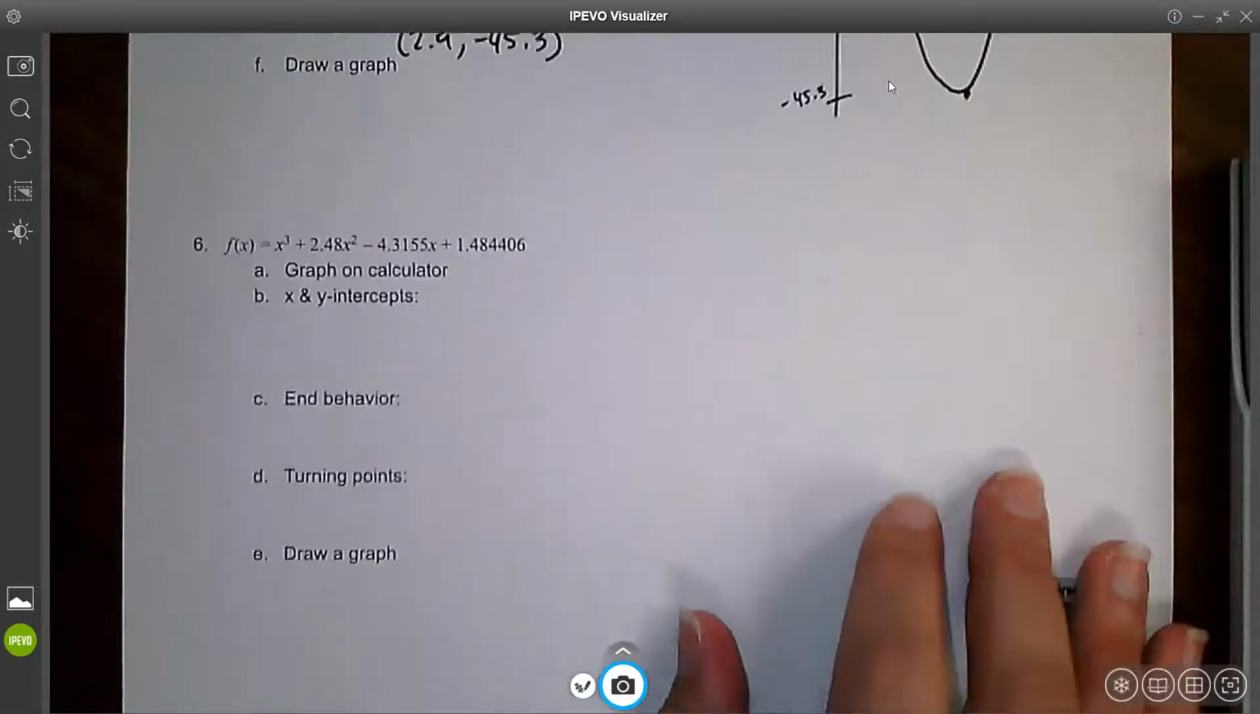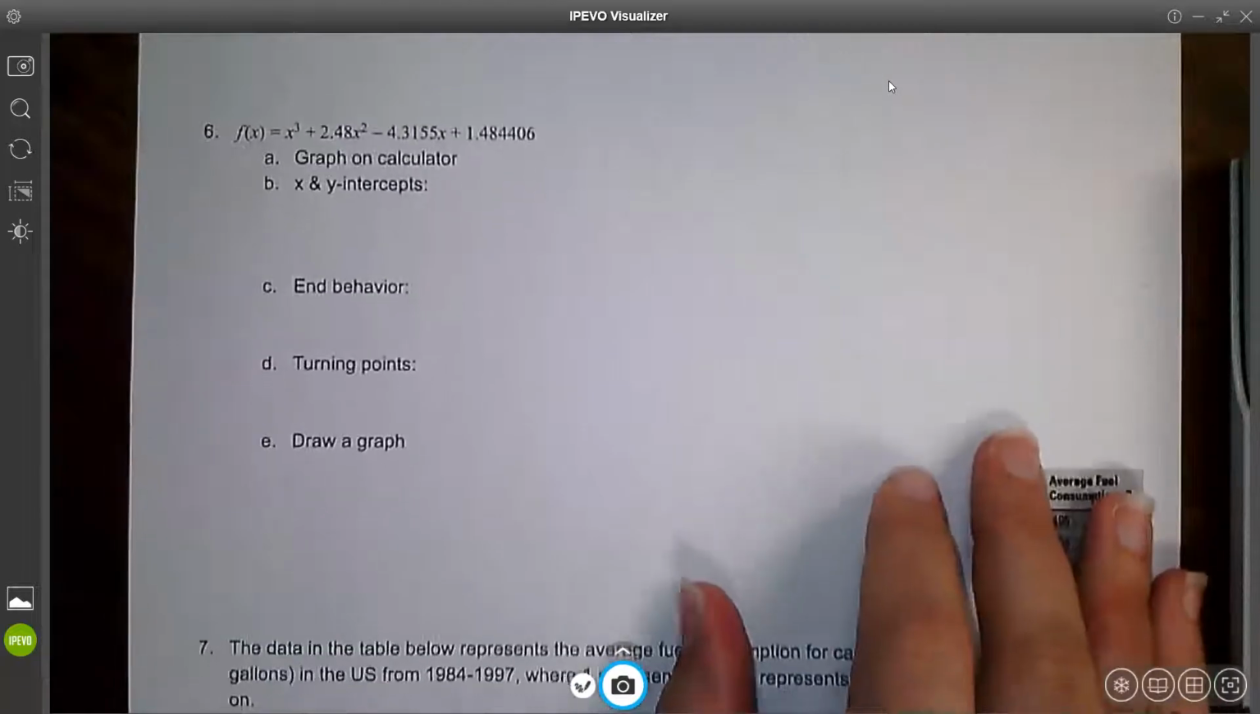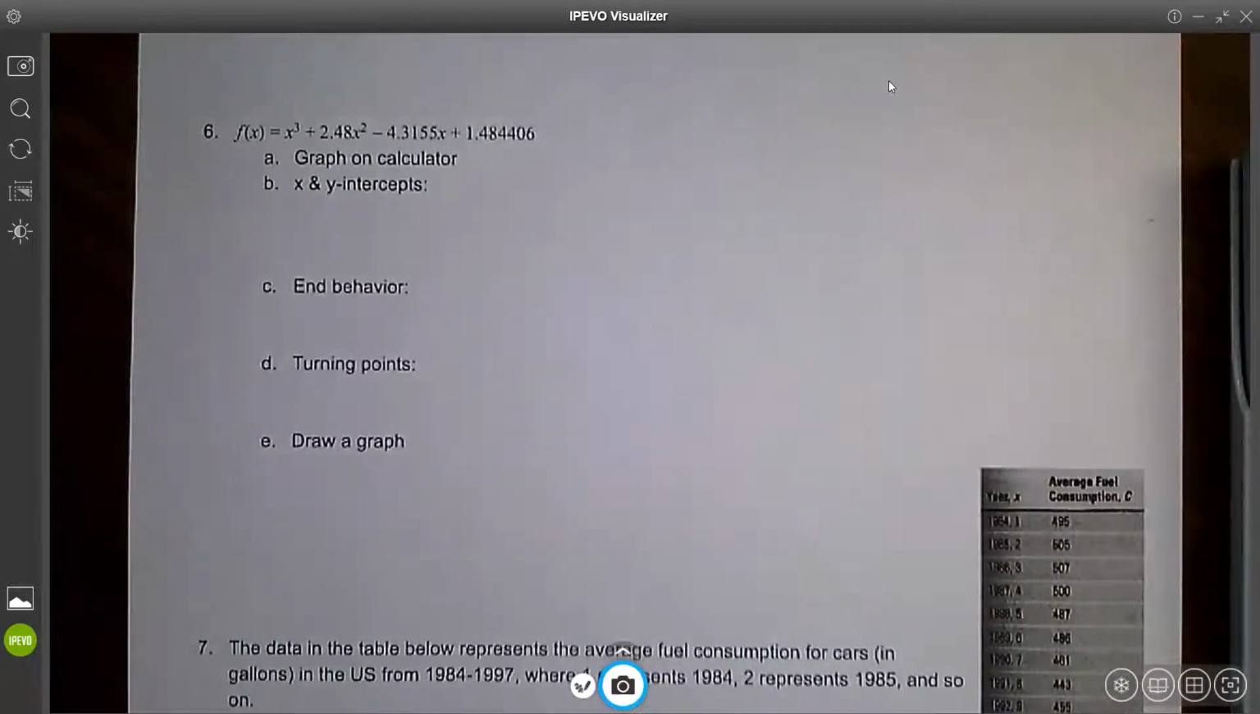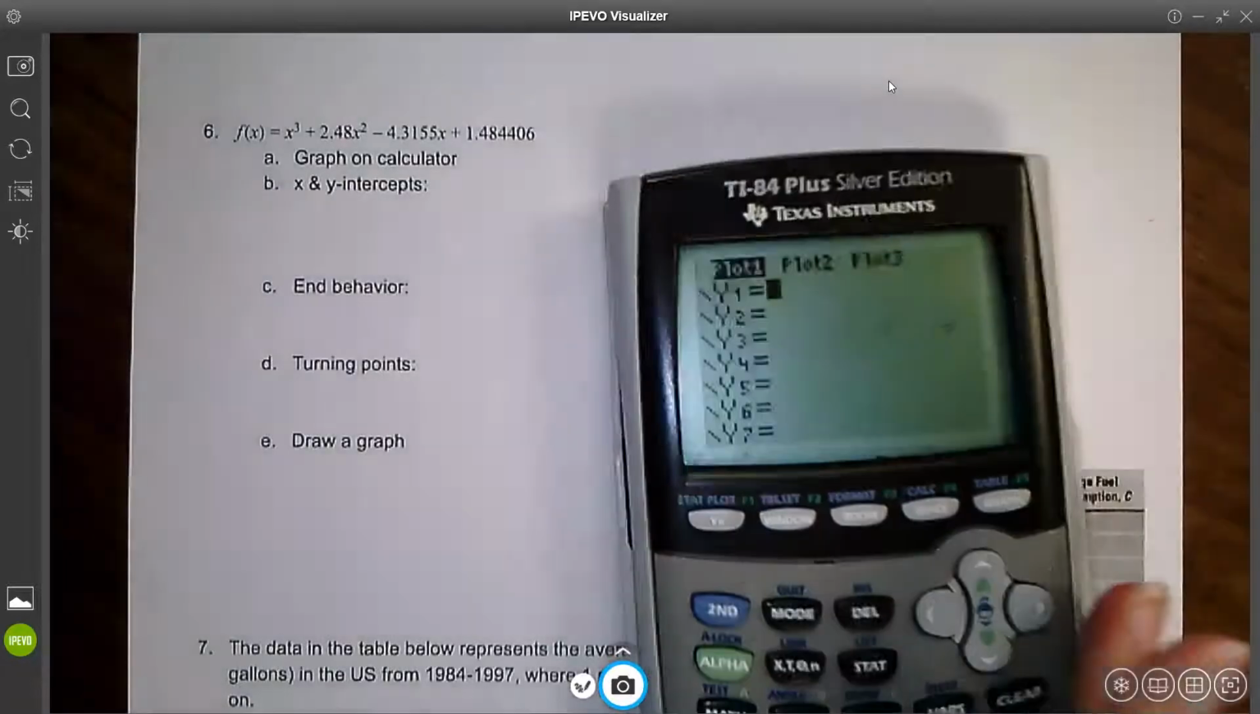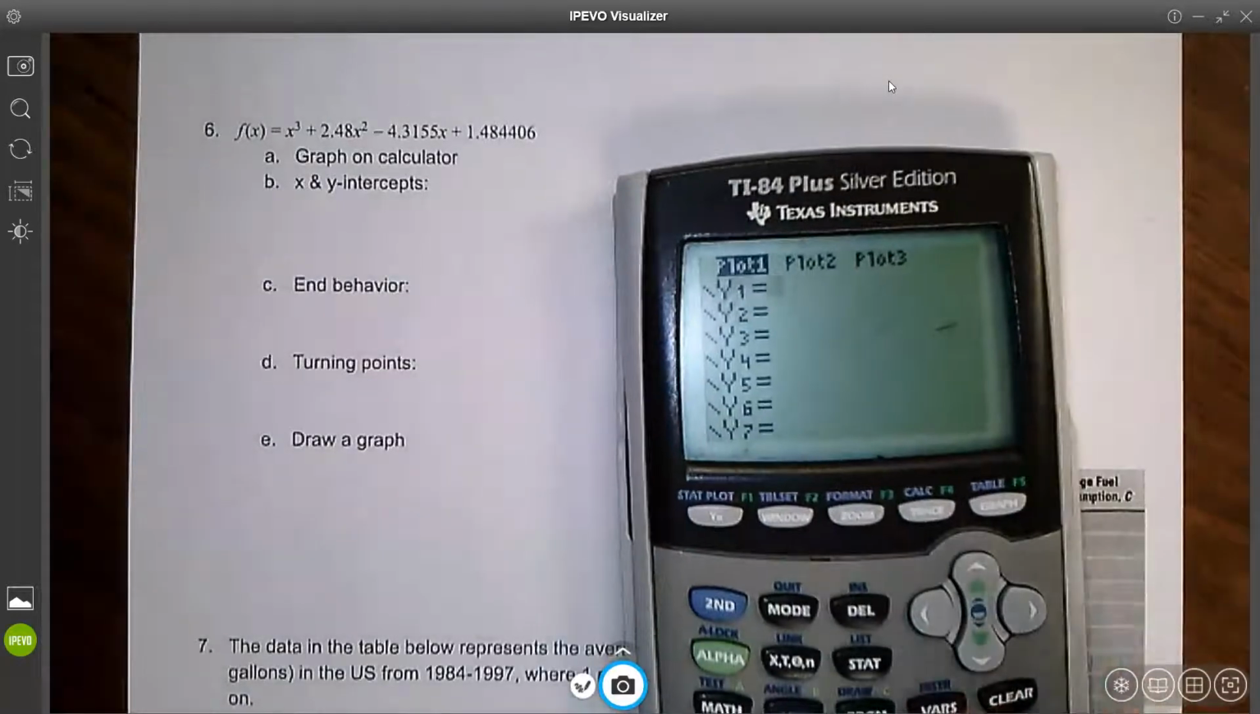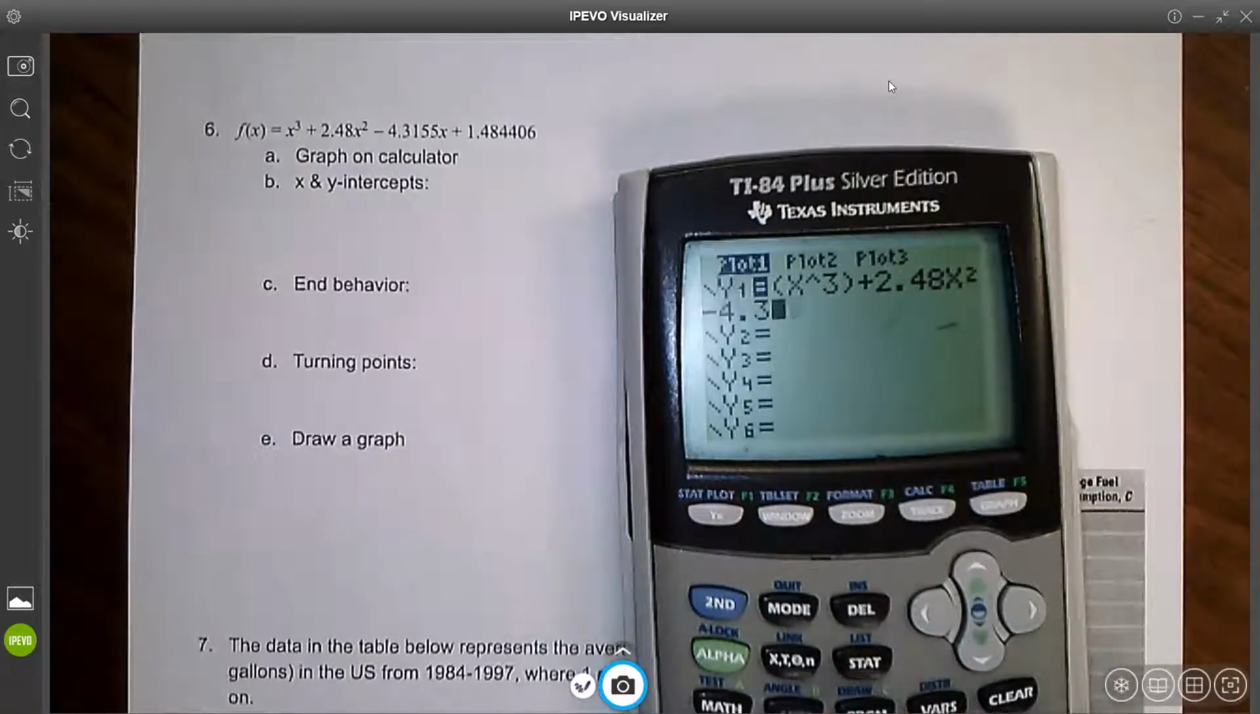Two more. Number 6, x cubed plus 2.48x squared minus 4.3155x plus 1.484406. We're going to start with graphing this guy on our calculator. Obviously, this one is not going to factor. So we have x cubed plus 2.48x squared minus 4.3155x.